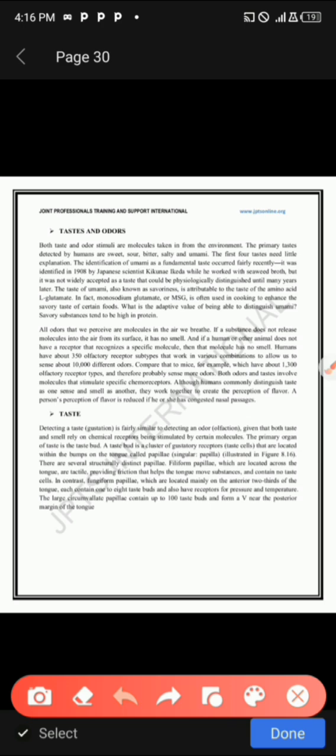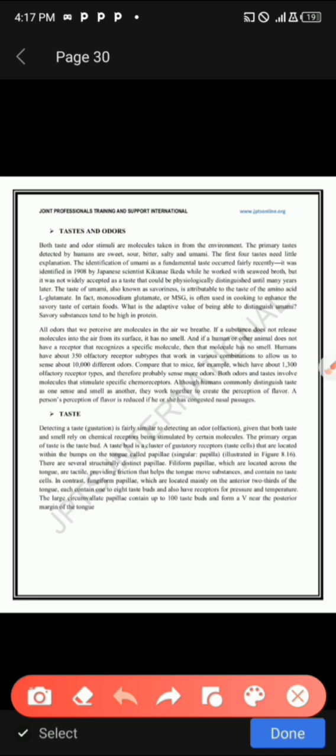Humans have about 350 olfactory receptor subtypes that work in various combinations to allow us to sense about 10,000 different odors. Compare that to mice, for example, which have about 1,300 olfactory receptor types and therefore probably sense more odors. Both odors and tastes involve molecules that stimulate specific chemoreceptors.